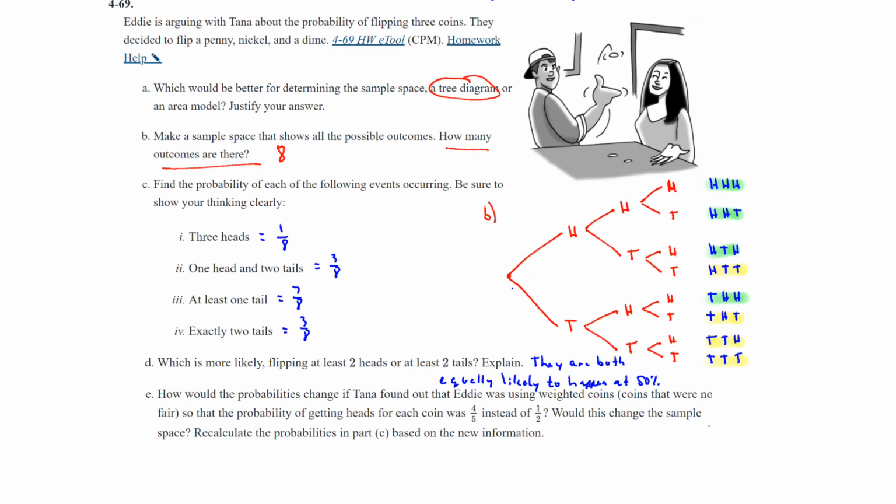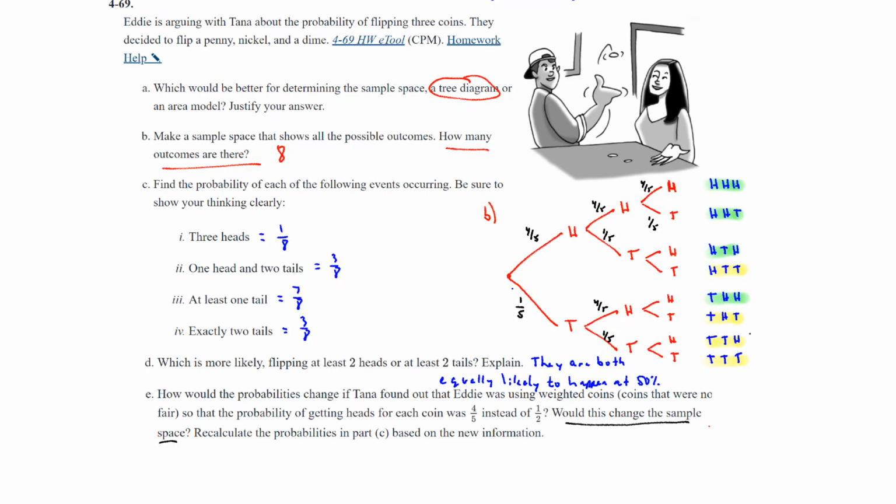And then part E. How would the probabilities change if Tana found out that Eddie was using weighted coins that were not fair, so that the probability of getting heads for each coin was 4/5 instead of 1/2? Would this change the sample space? Recalculate the probabilities in part C based on the new information. So the first question is, would this change the sample space? The sample space isn't going to change.